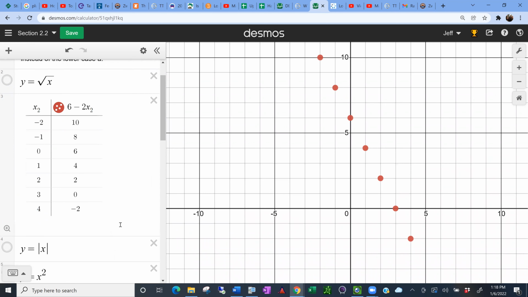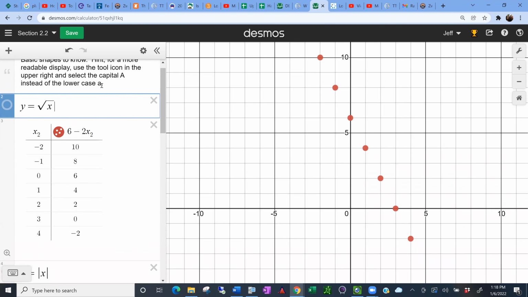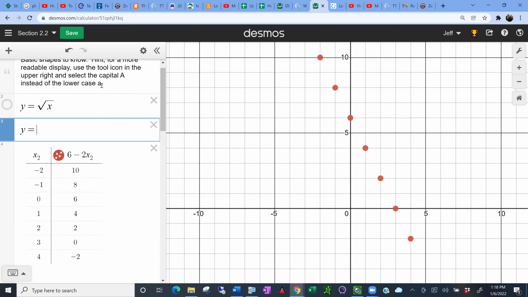Nice. If I actually just wanted this graph itself, I could do that. So I'll just go up here and type in, y equals 6 minus 2x. Beautiful.